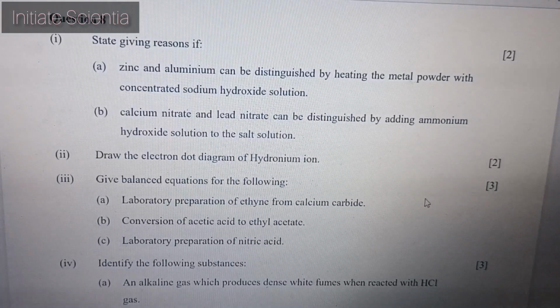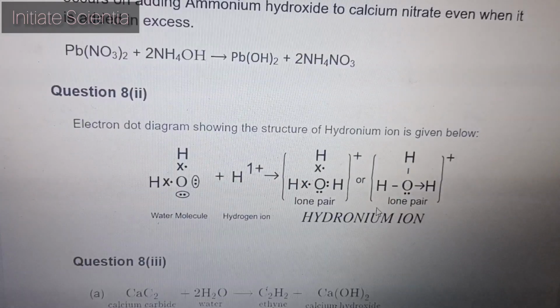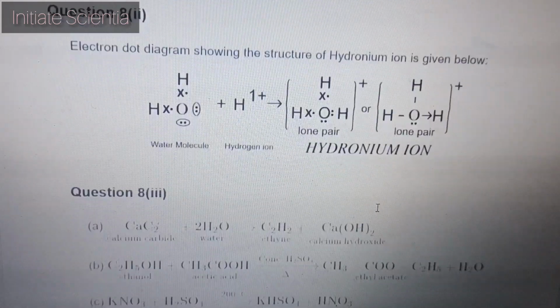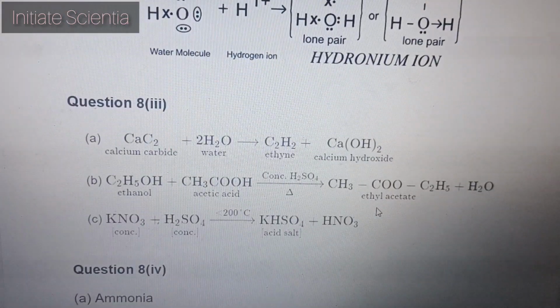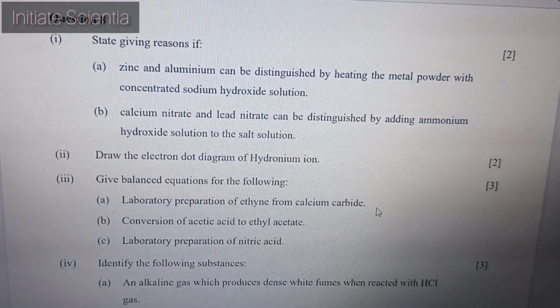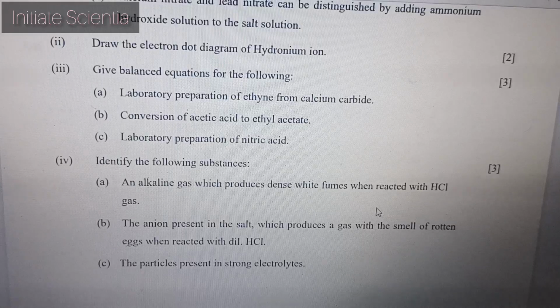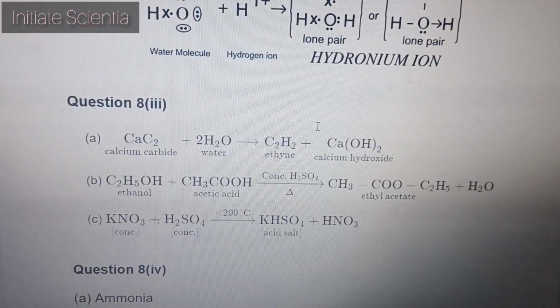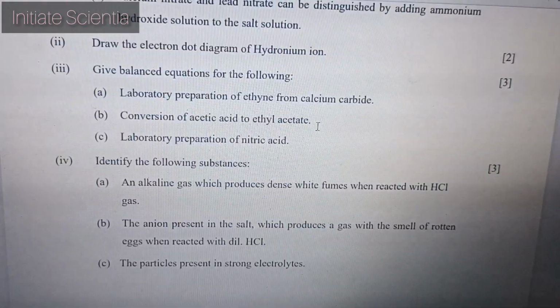Give balanced equation for the following. Laboratory preparation of ethyne from calcium carbide. CaC2 plus 2H2O gives C2H2 plus Ca(OH)2. Conversion of acetic acid to ethyl acetate. C2H5OH plus CH3COOH, with concentrated H2SO4 in the presence of heat, gives CH3COOC2H5, that is ethyl acetate, plus water.